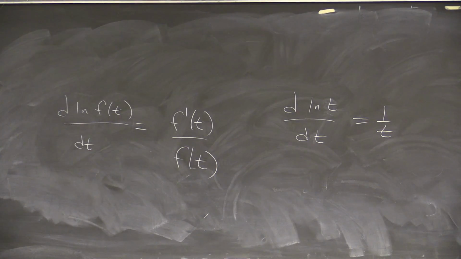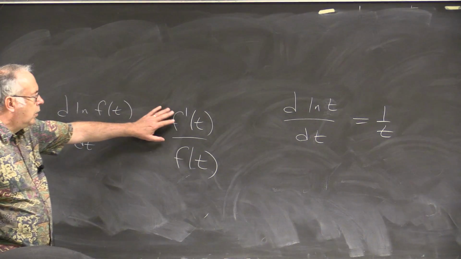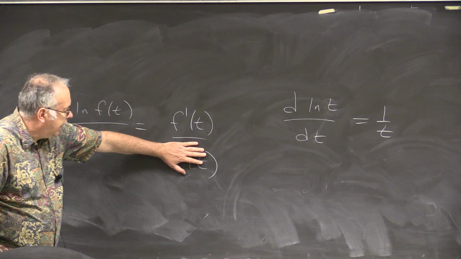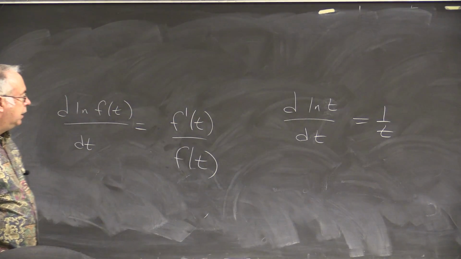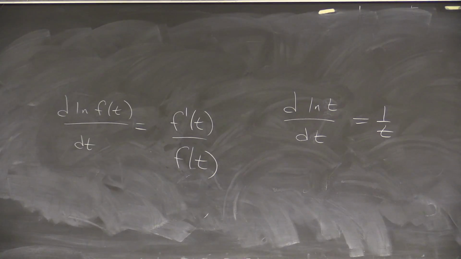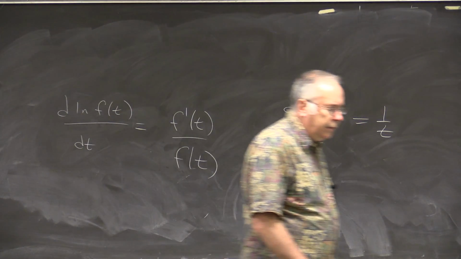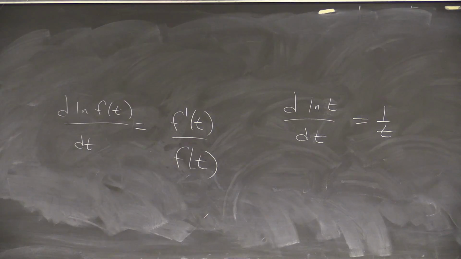It really is the interpretation of a growth rate, because here's the derivative divided by the value of f. So it's really the growth rate of f. Okay, so you should be aware of those two formulas. They're very simple formulas, and it makes it attractive to use natural logarithms.